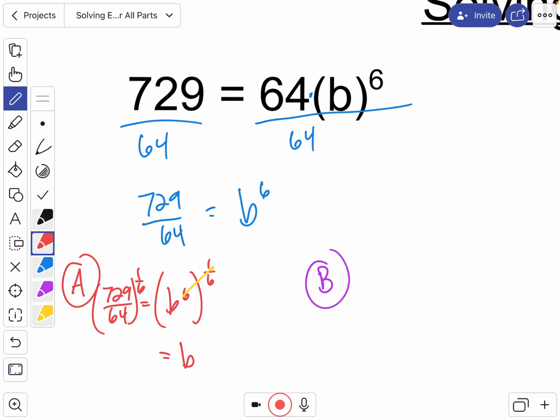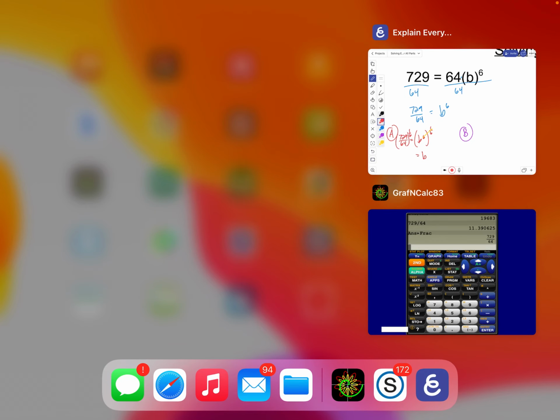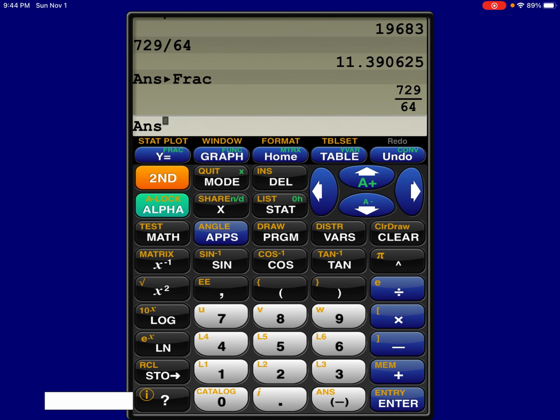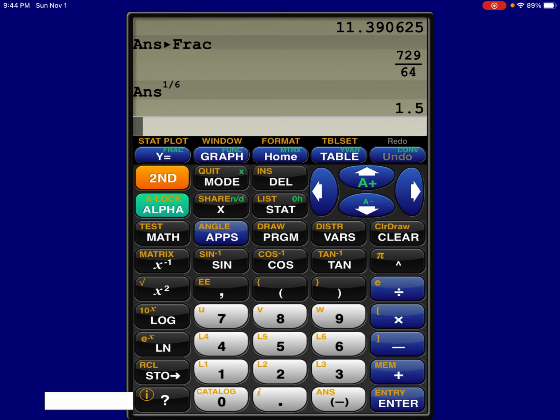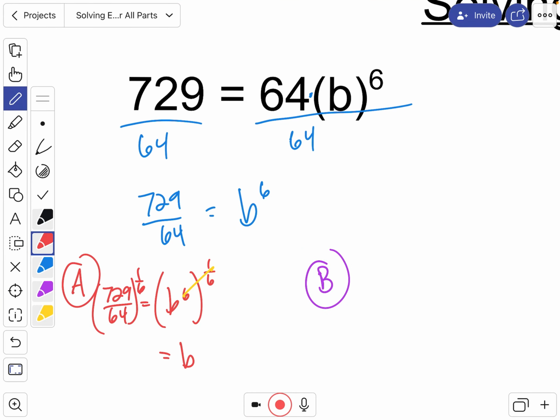So I'll be honest, this is probably my recommended way of doing it. Part B is maybe the way that will make a little bit more sense, but I feel like option A is a little bit easier. So 729 over 64 to the 1/6. So I'm going to take that previous answer and take it to the 1/6 power, and I get 1.5. Okay, so B is 1.5. All right, so option B on how to solve this is if we have 729 over 64 is b to the 6th.